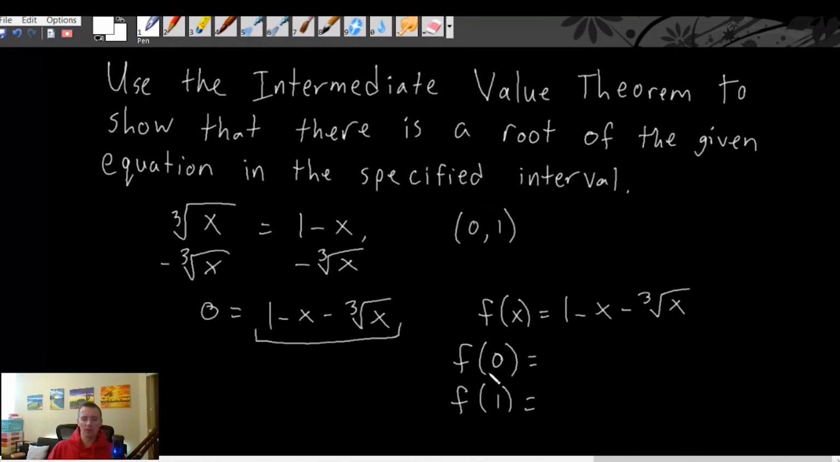So let's just figure out first what f of 0 and f of 1 are. f of 0 would just be what we get from plugging in 0 into this function. So 1 minus 0 minus the cube root of 0, which the cube root of 0 is 0. So we're going to get 1 minus 0 minus 0, which is 1. And then f of 1 is just going to be 1 minus 1 minus the cube root of 1, which the cube root of 1 is 1. So we have 1 minus 1 minus 1, which is -1.